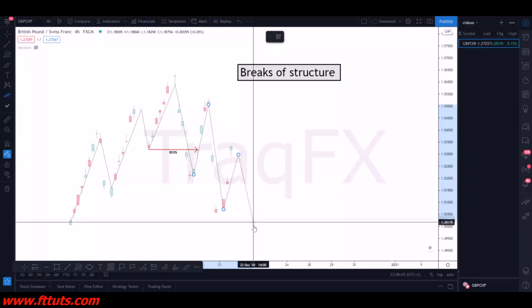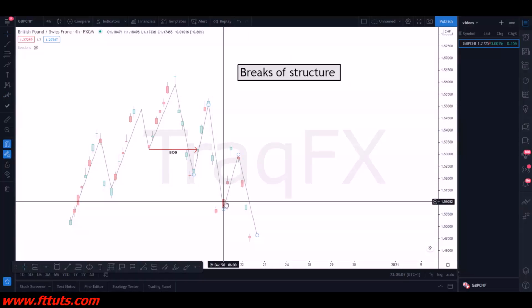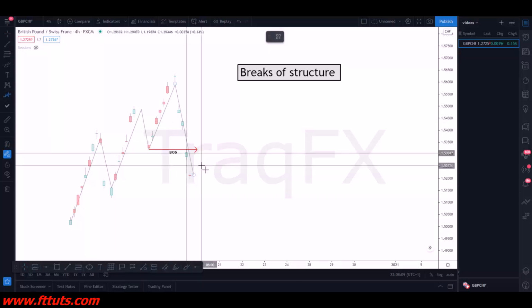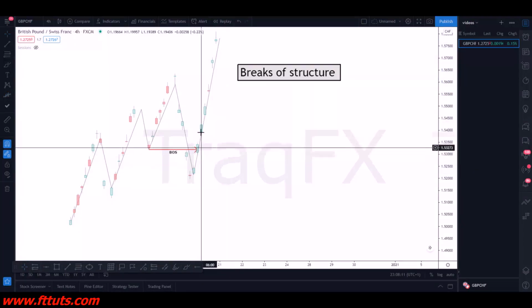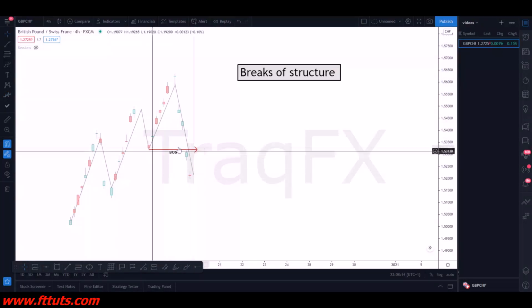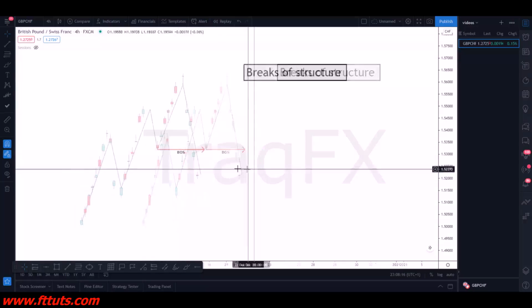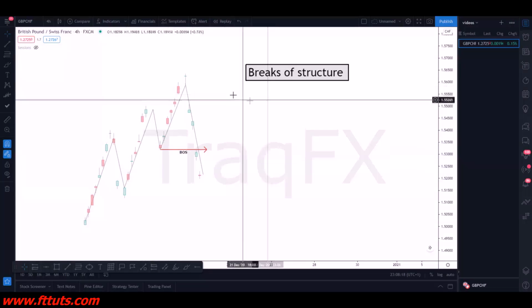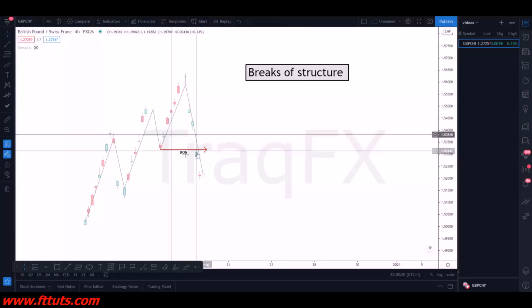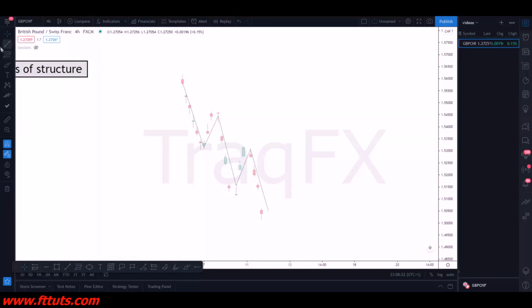Now most of the times you won't always see something like this happen. Rather, you'll see a break of structure and then you'll see a continuation back up, something like that, and we'll get into how to avoid those type of traps. But yeah, that's basically what a break of structure is for a bullish example.